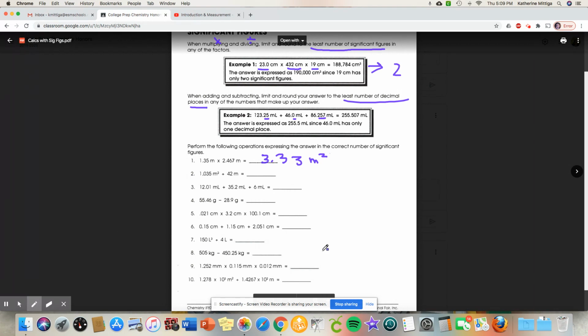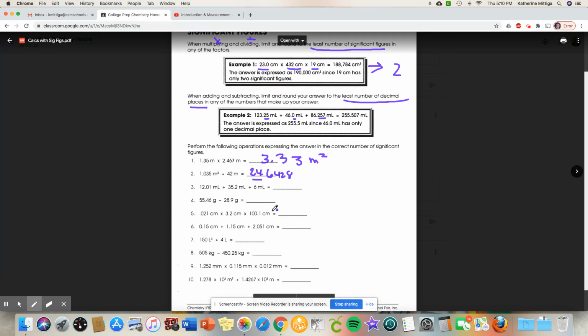All right, number 2, 1035 divided by, now that is divide. Even though it looks really similar to multiply, excuse me, to addition, it's divide. So 1035 divided by 42 gives me 24.6428, etc. All right, let's look at sig figs. 4 sig figs here, 2 here. So we need to round this to 2 sig figs. 24 would be my answer.